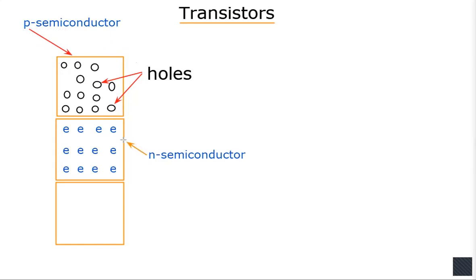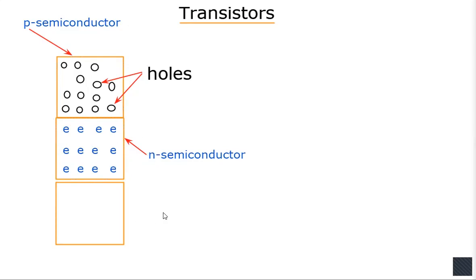So this is the n semiconductor and this is the p semiconductor. Just after you connect them, a depletion layer is formed between them, right? So what is the other way to make another semiconductor? There must be a difference, right?